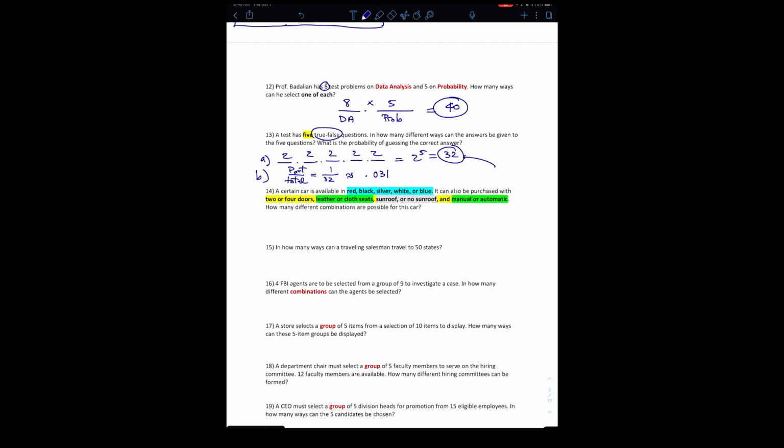Fantastic. Okay, let's move on, guys. Here you have a certain car available in red, black, silver, white, and blue. Could be purchased in 2 or 4 doors, leather and cloth, sunroof, no sunroof, and manual and automatic. So these are all number of choices. So all you have to do to figure out the total number of possibilities is just multiply these choices together.